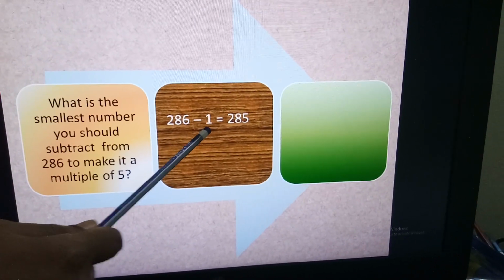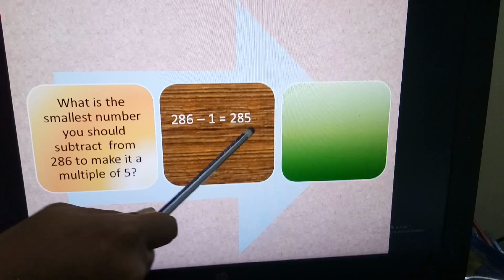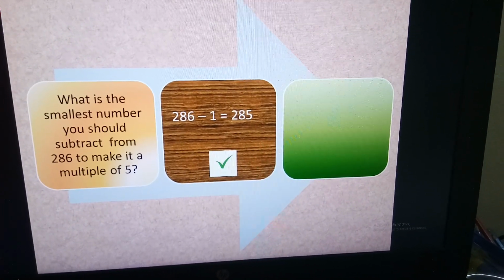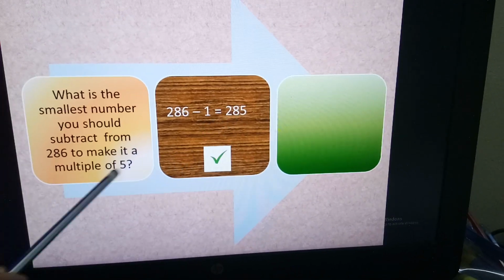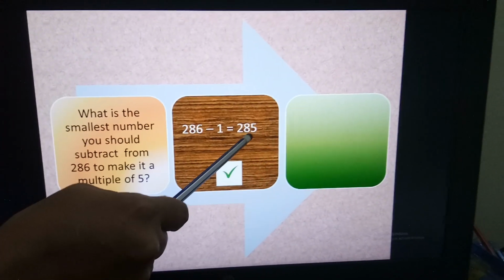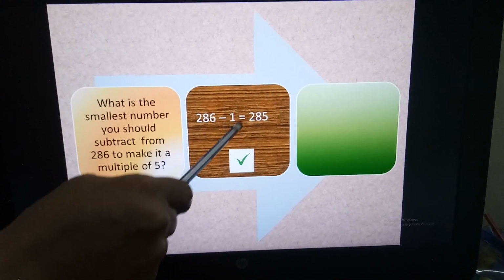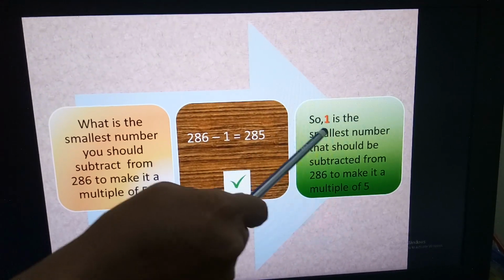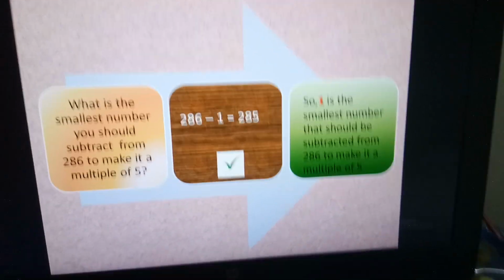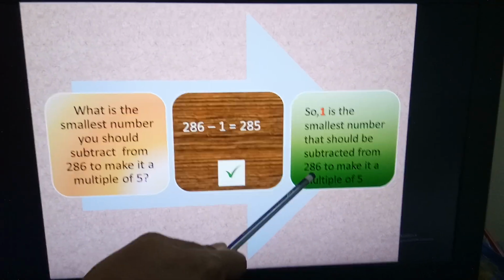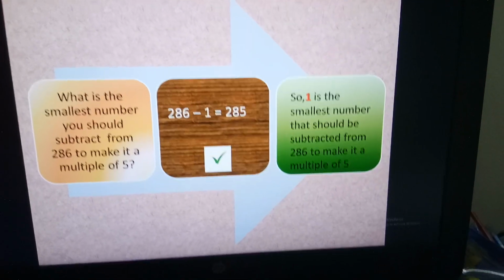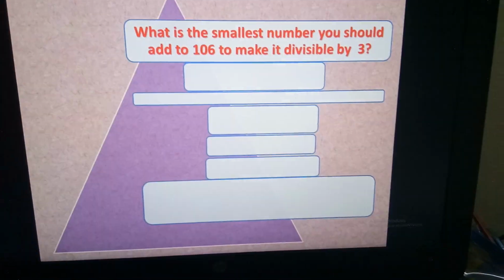When we subtracted 1, we got 285. Last digit is 5. It means it is divisible by 5. So 285 is a multiple of 5. We get this number when we subtracted 1 from 286. So the answer is 1. 1 is the smallest number that should be subtracted from 286 to make it a multiple of 5. Clear to you? Another question.